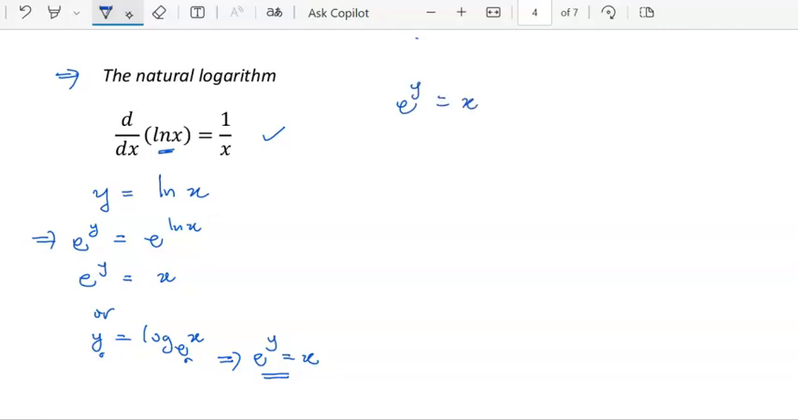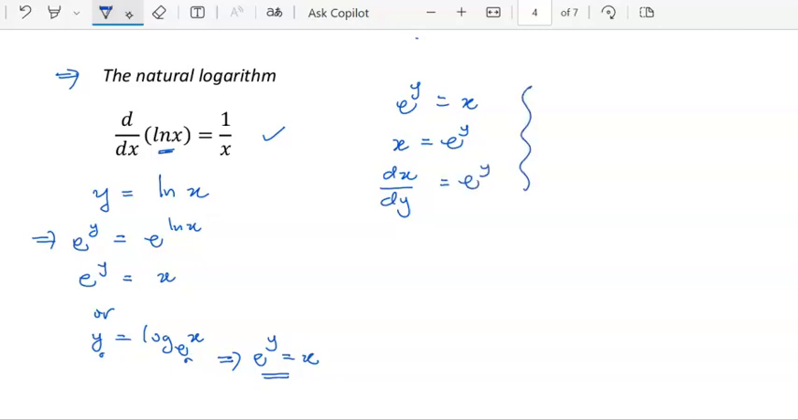Remember, I know the derivative of the exponential, so I'm just going to write it like this: x equals e to the y. That means I'm going to get the derivative of x with respect to y, dx/dy, which is going to be e to the y.